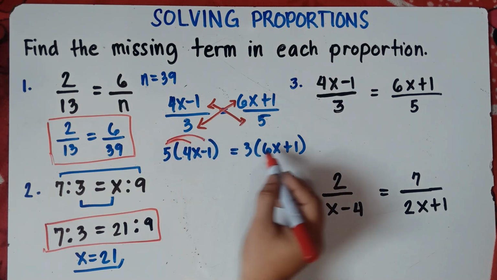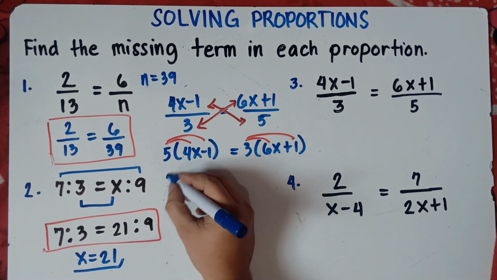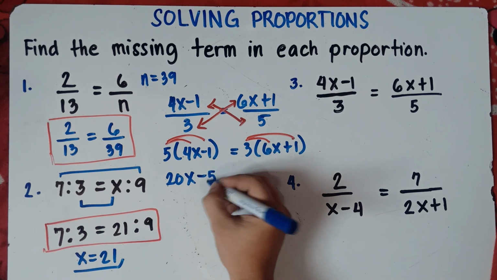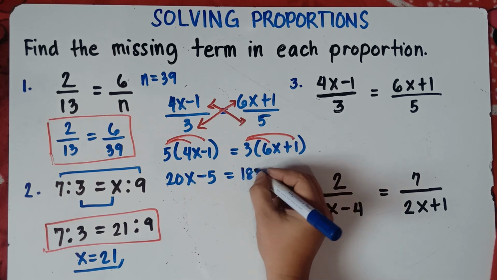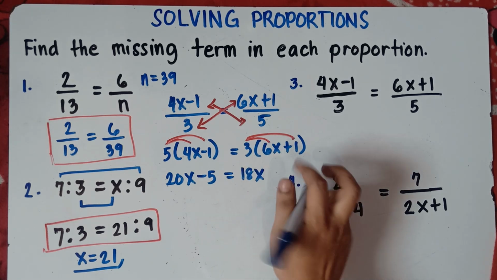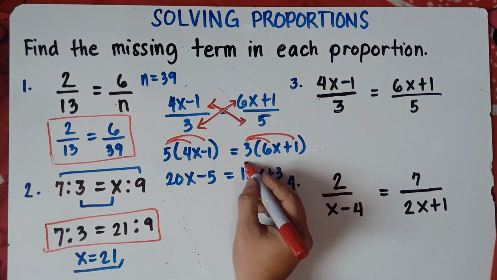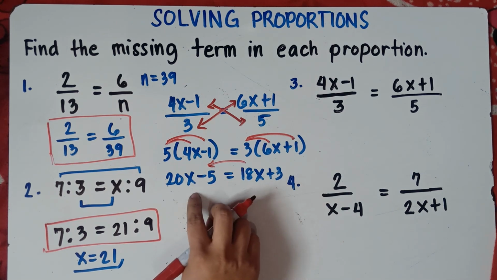Okay, distributive property. So this will be 5 times 4x, that is 20x. 5 times negative 1, that's negative 5. Equals 3 times 6x, that's 18x. Then 3 times 1, that's positive 3. Alright, and then transpose 18x from right to left so that all of the x terms will be on the left side of this equal sign.